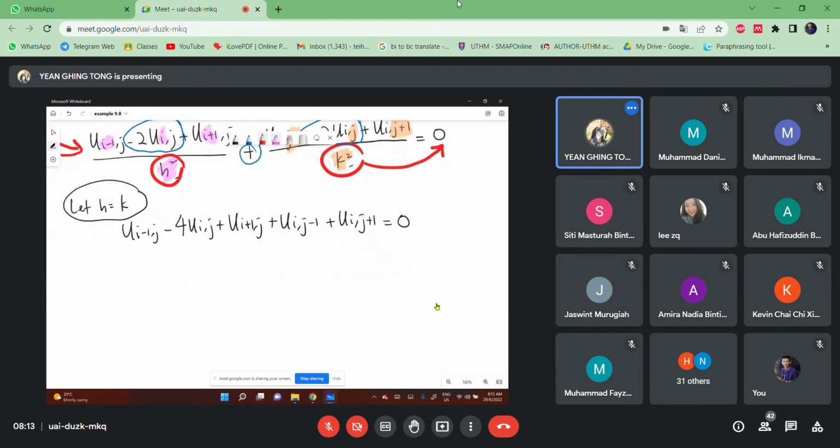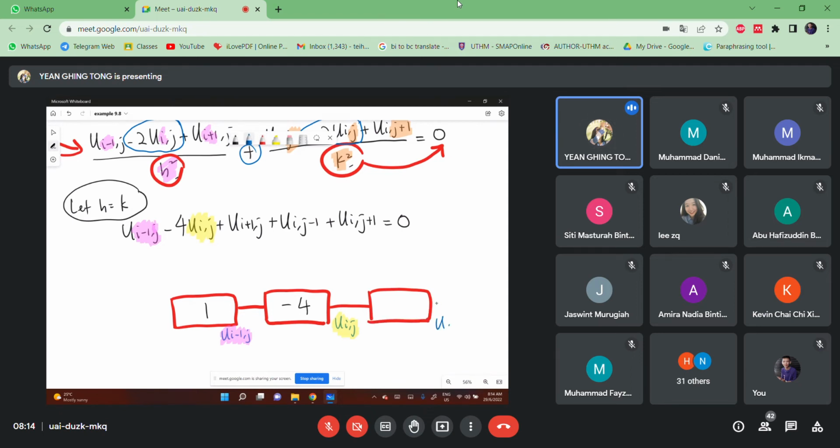if we look at here, we will have, now we have u i minus 1 j, saya akan lukis. This is u i minus 1 j, okay? And then we have u ij. Okay. And then here is 1. This one is negative 4. And then this is u i plus 1 j. Here u i plus 1 j. So this is 1.